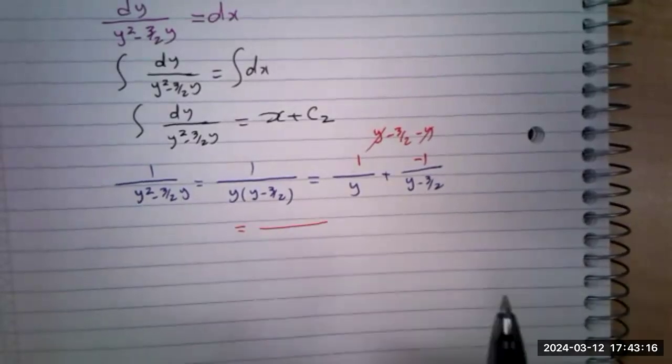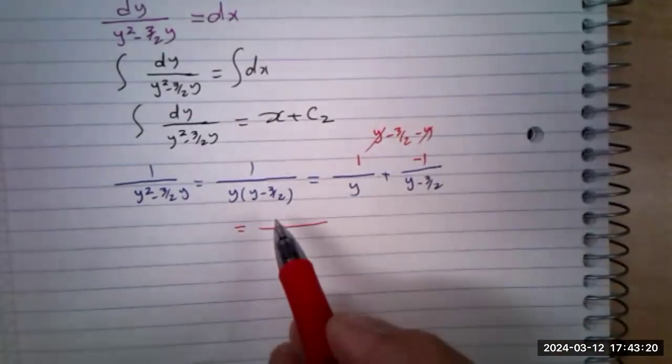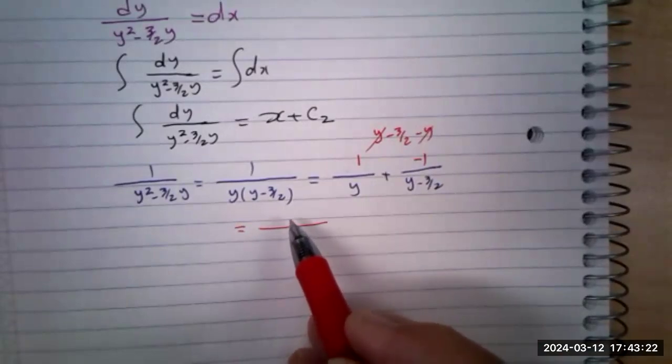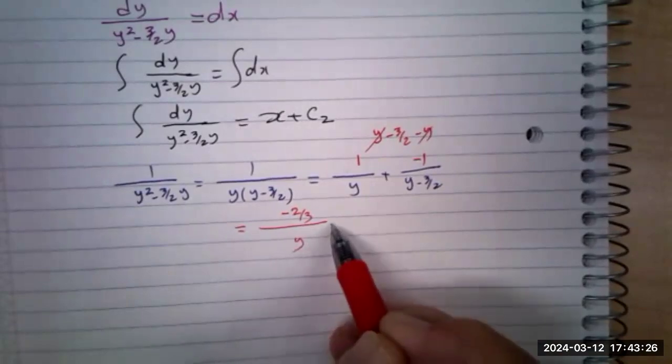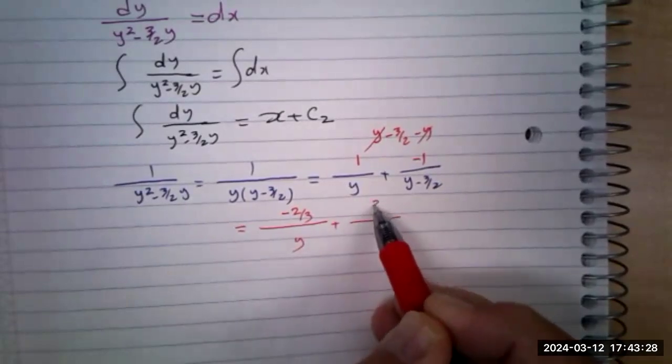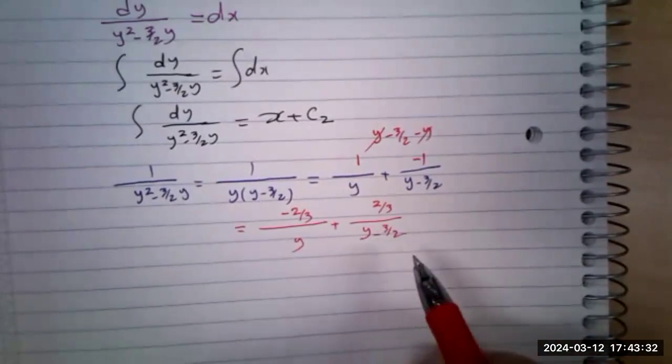So if you divide by negative 3/2, it's like multiplying by negative 2. That's a shortcut that you can apply. Okay, this is it. So that gives y minus 3/2.